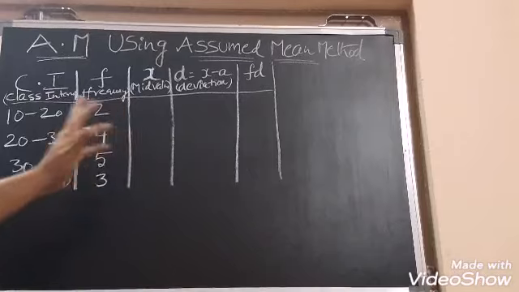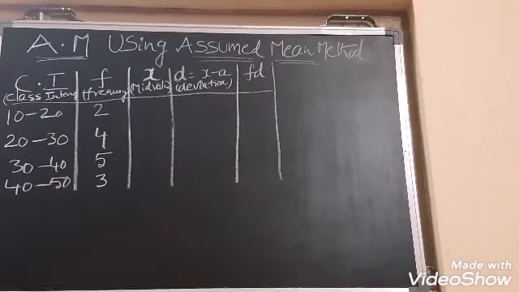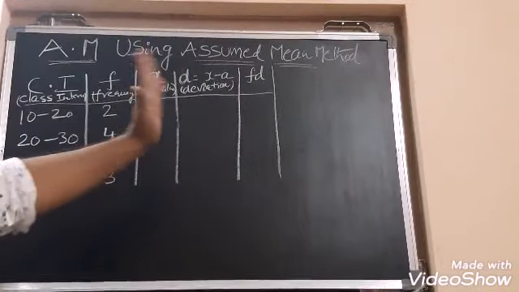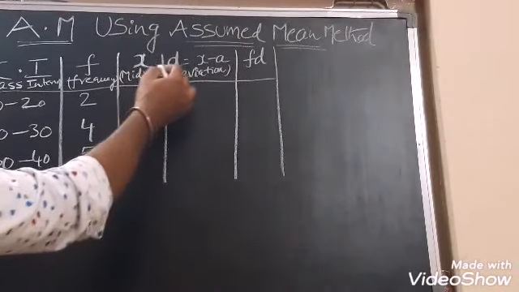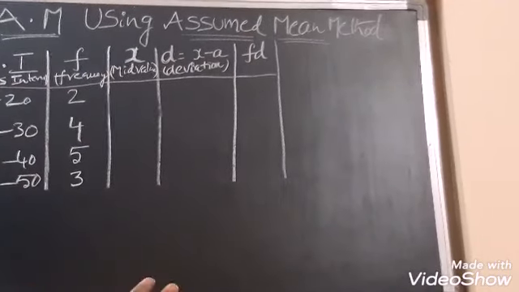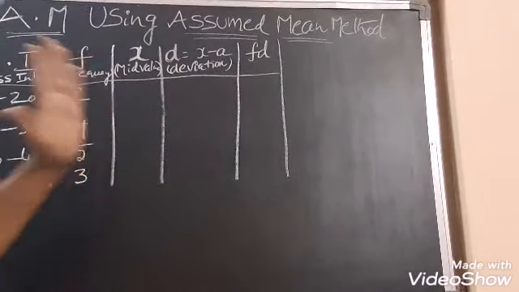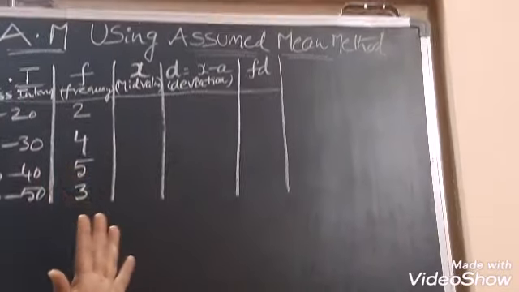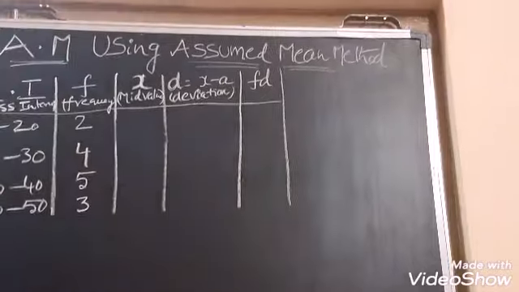Here you see the table is different from finding the arithmetic mean by the direct method. What is added here? Here we are finding deviation. What is meant by deviation? Deviation is nothing but we have to assume a mean in the mid values, and you have to subtract it from the mid value. I will let you know what it is.